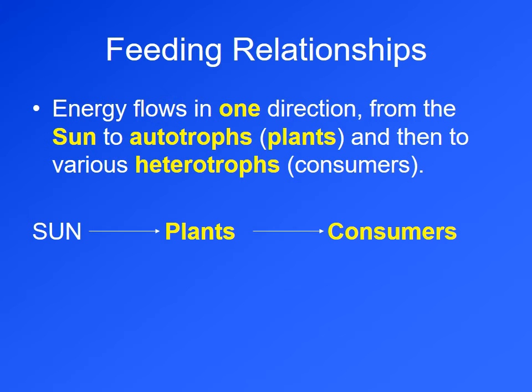Energy flows in one direction, from the sun to the autotroph, and then to various heterotrophs, or consumers. So the sun has solar energy, and the solar energy is transferred to the plant, and the plant transfers its energy to the consumers when it's being eaten. The arrow points in the direction that the energy is flowing.